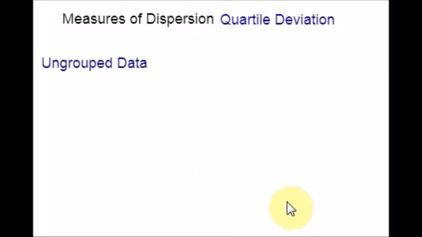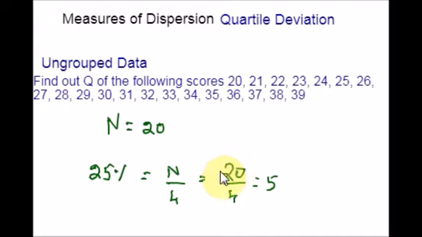Okay, let us start with the example. Here is an example. Find out Q of the following scores starting from 20 to 39. First, we have to count the total number of data. So here 5, 5, 5, 5. So totally there are 20 scores. So what would be the 25% of n? 25% means 1/4.